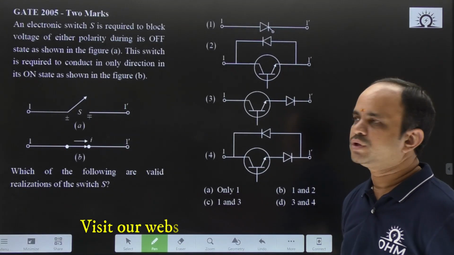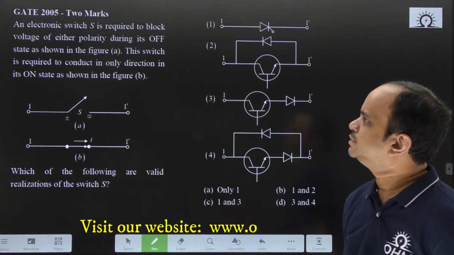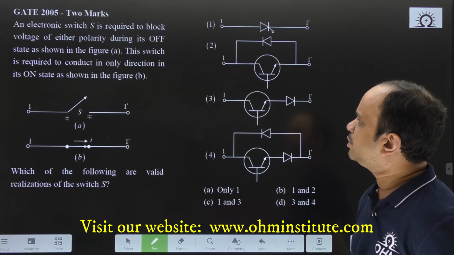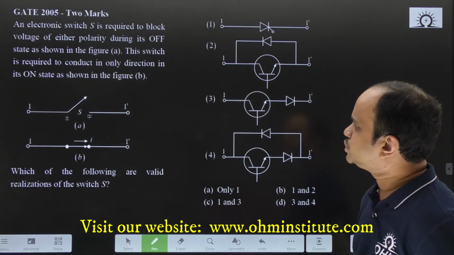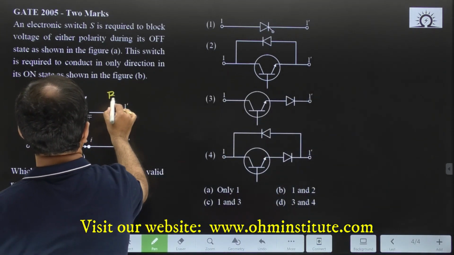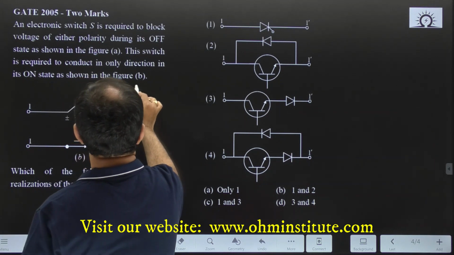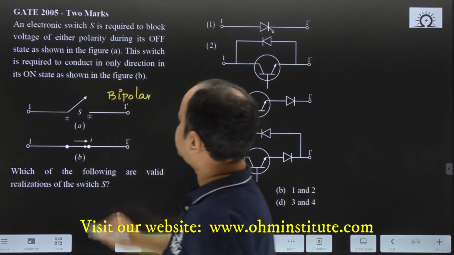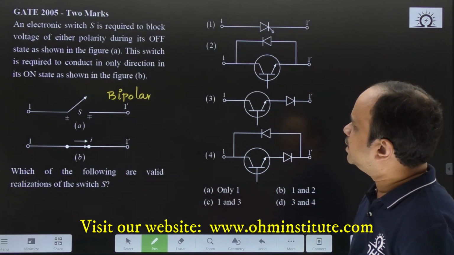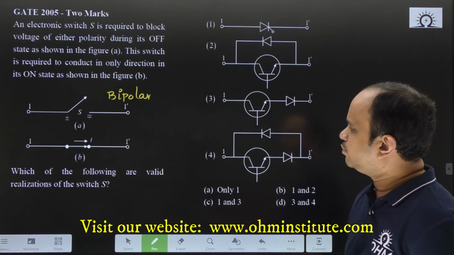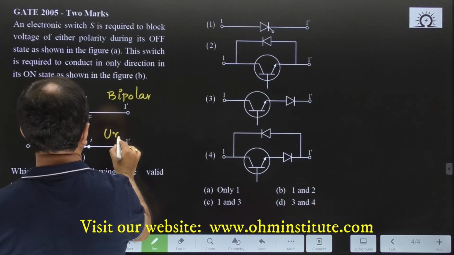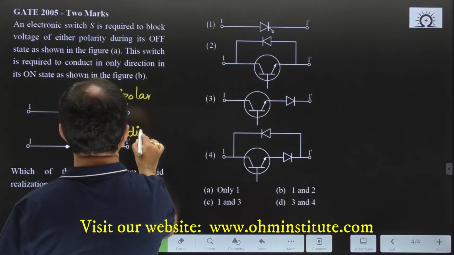Now, let us look into this question, asked in GATE 2005, 2 marks. An electronic switch S is required to block voltage of either polarity during its off state, as shown in figure A. That means we need here the bipolar feature. How can I identify that? The switch is required to block voltage of either polarity, either positive or negative. Next one. The switch is required to conduct in only one direction, that is from one terminal to the other terminal. So, we need a unidirectional switch.